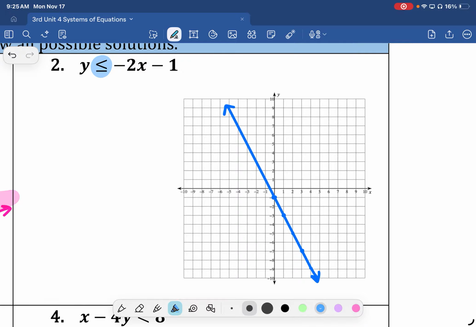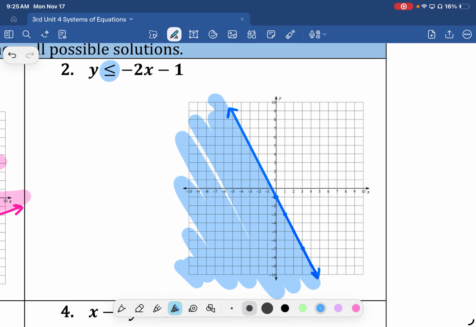Now, it is y is less than or equal to. So what does that mean? Does it need to shade above or below? Below. So everywhere. I just did. You don't have to. Okay. All right, then we are going to skip 3 and 4, and we're going to go down to number 5.